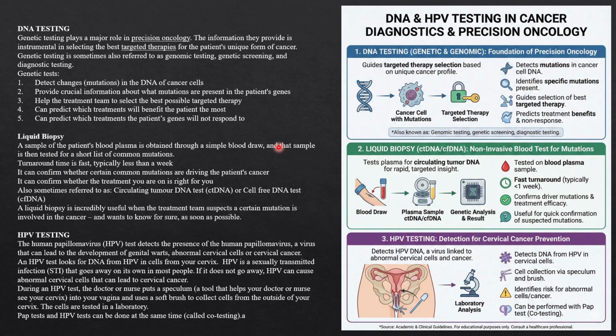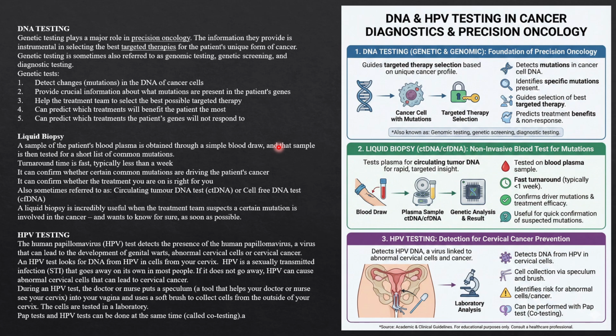It helps the treatment team to select the best possible targeted therapy and can predict which treatment will benefit the patient the most. There are the liquid biopsies as well and the HPV testing. For the liquid biopsy, a sample of the patient's blood is obtained through a simple blood draw, which is then tested for a short list of common mutations. The turnaround time is very fast, typically less than a week.